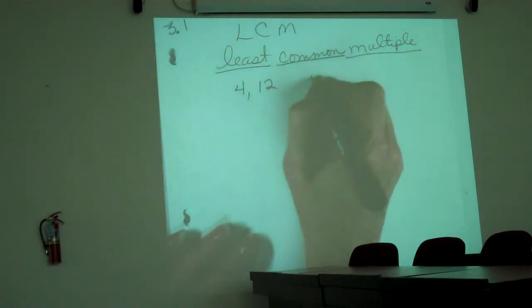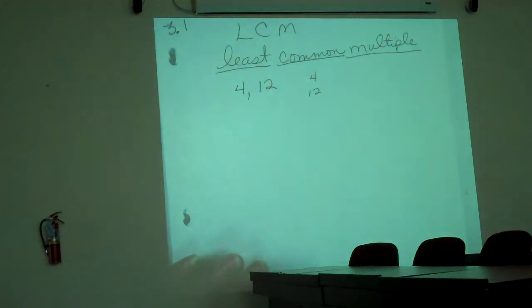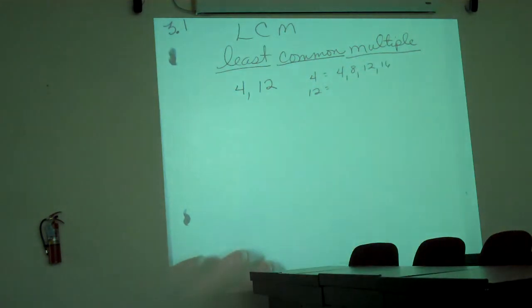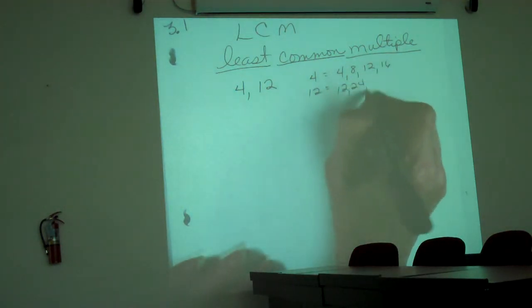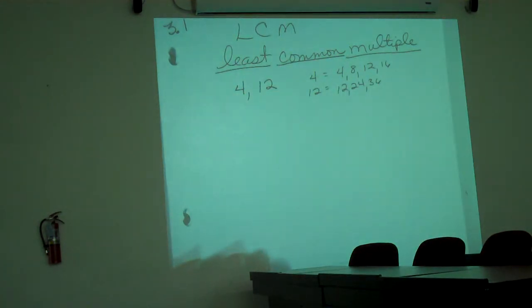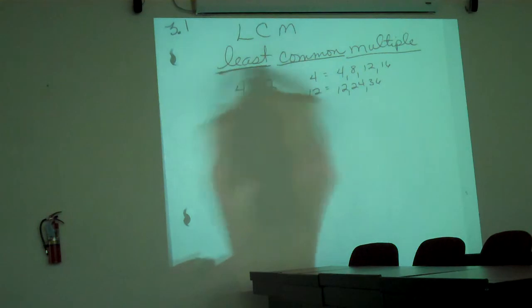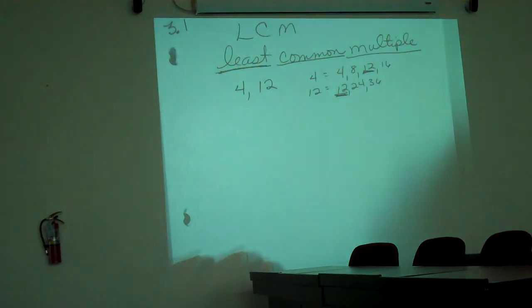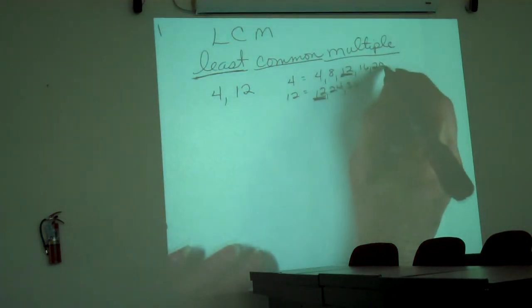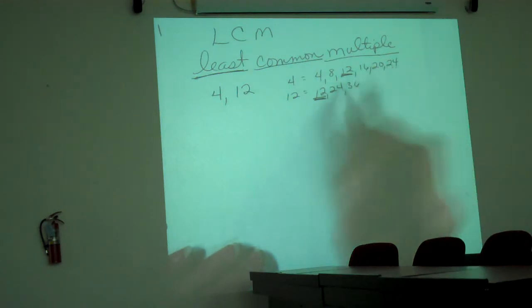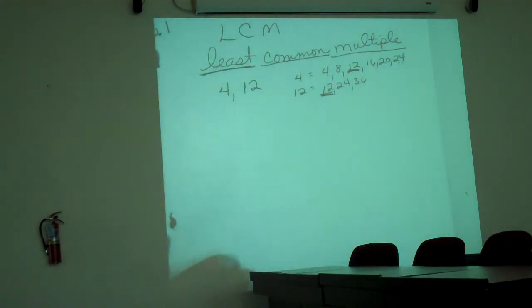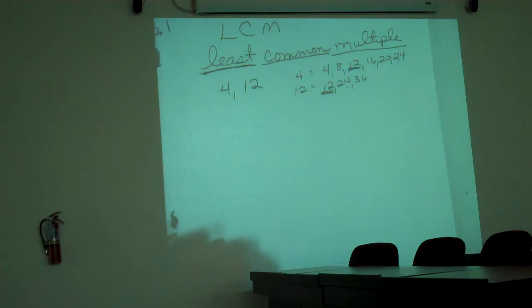Okay, there's different ways you can do it. You can write the multiples of 4 and the multiples of 12. You can go 4, 8, 12, 16. You can write multiples of 12: 12, 24, 36. And the first one that they have in common has to be the least common multiple. That's the smallest number they have in common. If you kept going, 24 they have in common also, but it's not the smallest one. So for the least common multiple, you need the smallest one. Okay, that's one way to do it. You can list the multiples.